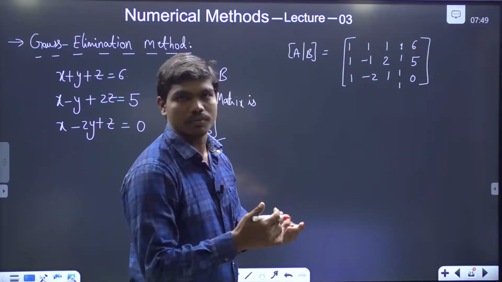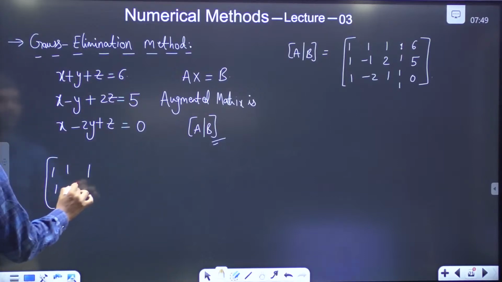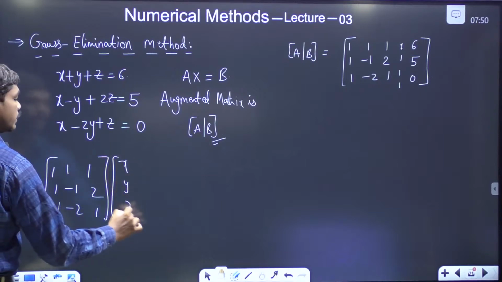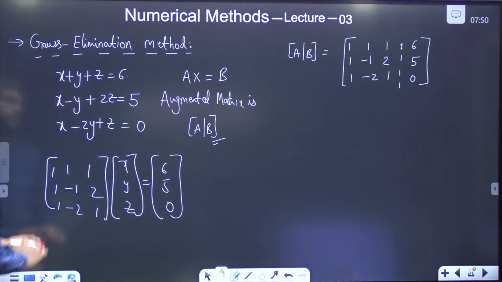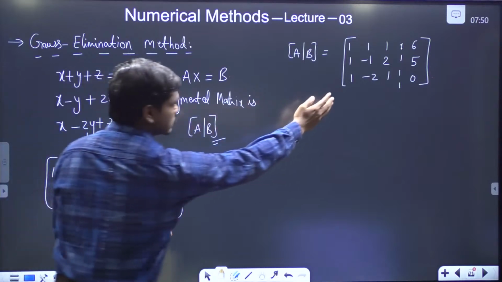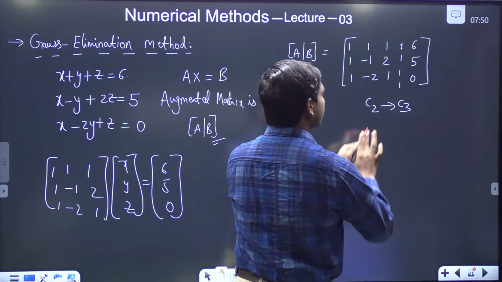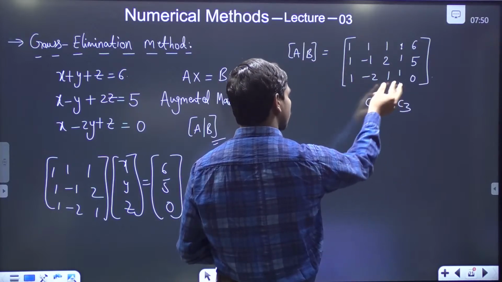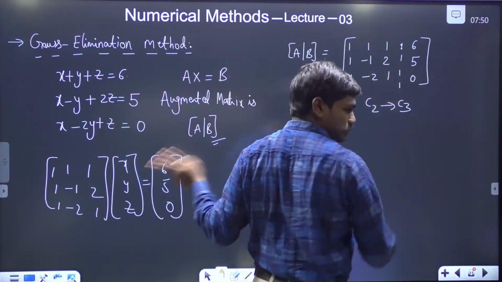What happens if we apply column transformations? For example, this system is the matrix 1, 1, 1; 1, minus 1, 2; 1, minus 2, 1 times x, y, z equal to 6, 5, 0, correct? And this is the particular set of matrices that satisfies this equation. Now, if I apply a column interchange, for example C2 to C3, then these two columns get interchanged, the second column and the third column, and then this system of equations doesn't hold if you try to split it again, correct?